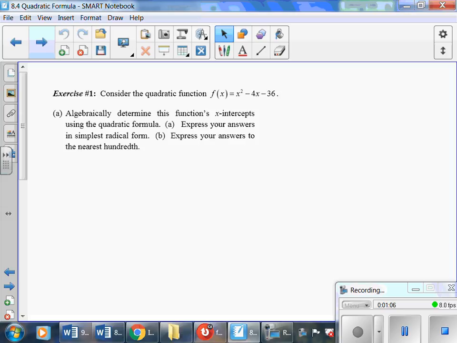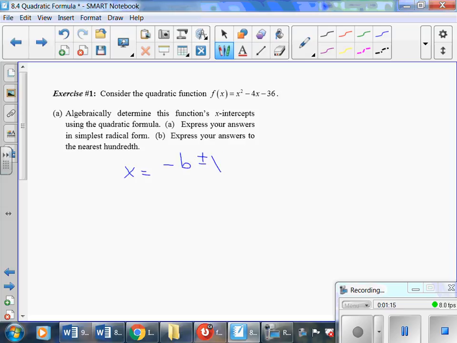So the first thing I always do is write down the quadratic formula because it helps me remember it. I know x is equal to negative b plus and minus the square root of b squared minus 4ac all over 2a. Now just to remind ourselves what a, b, and c are, we're going to get them from right here in our quadratic function.